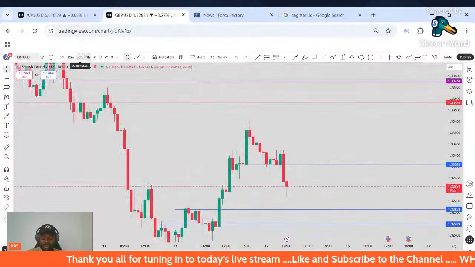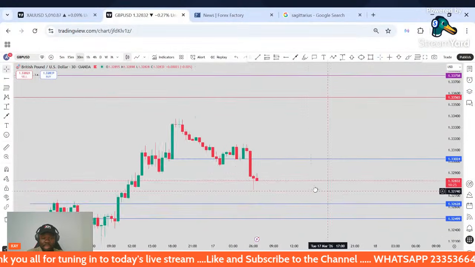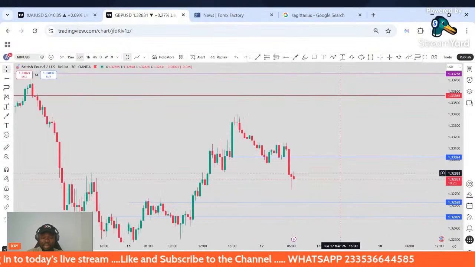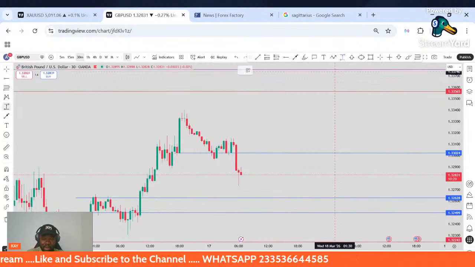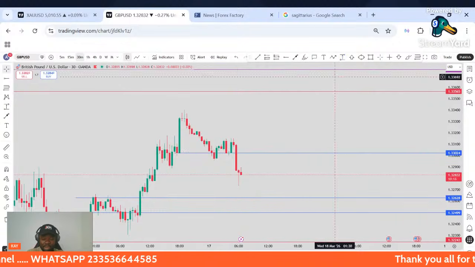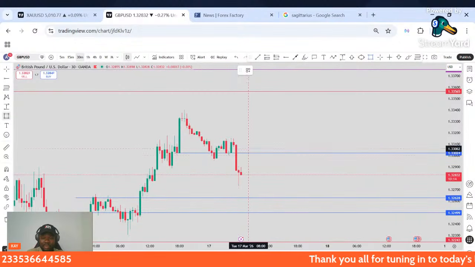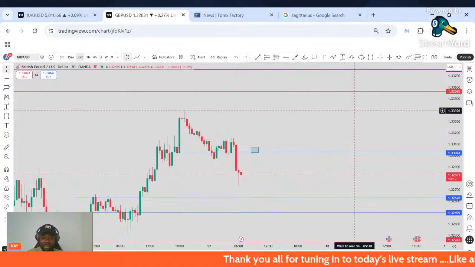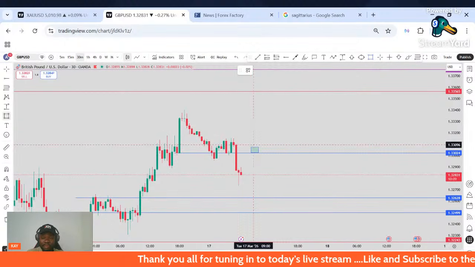So I would love to take a buy. I would love to take a buy on GBP USD. But the area I would love to be taking a buy is when price has broken above and gotten to this level. This is where I would love to take a buy with GBP USD.